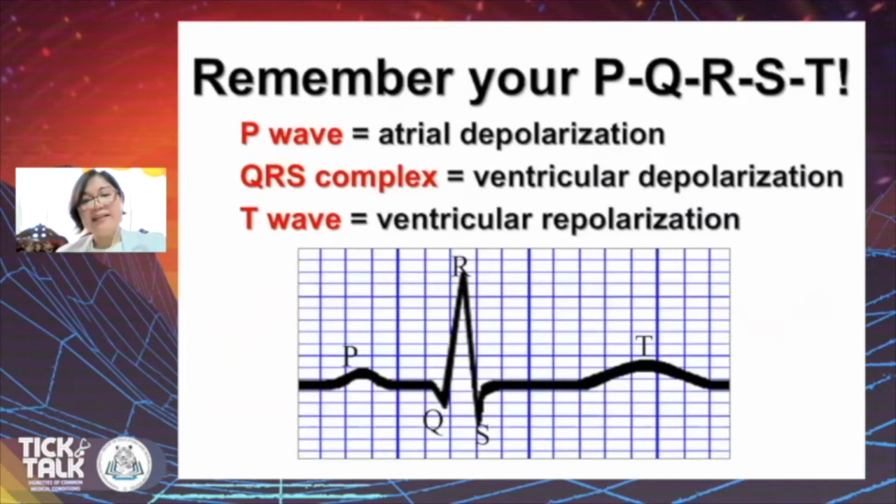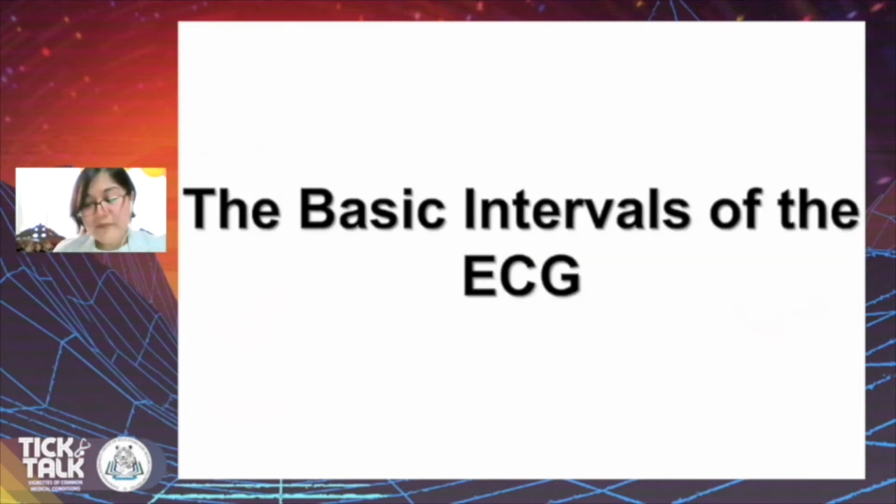Now again, let's remember our PQRST. The P wave represents atrial depolarization, your QRS complex is ventricular depolarization, and your T wave is ventricular repolarization. Now, apart from your P waves, your QRS complex and your T waves, we will have to discuss a little bit also the different basic intervals of the ECG.